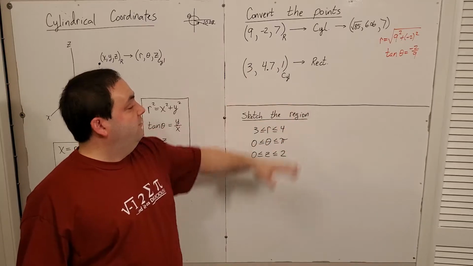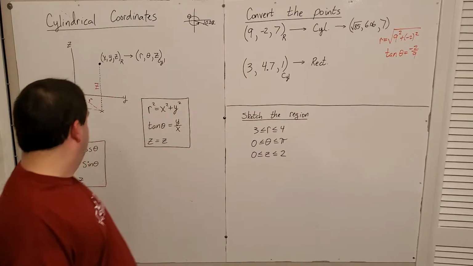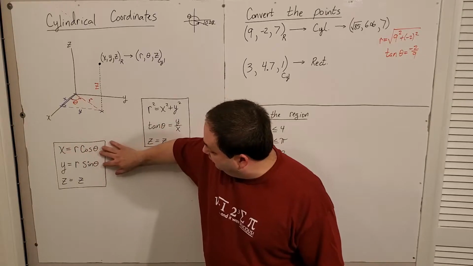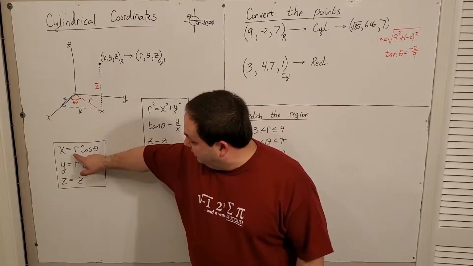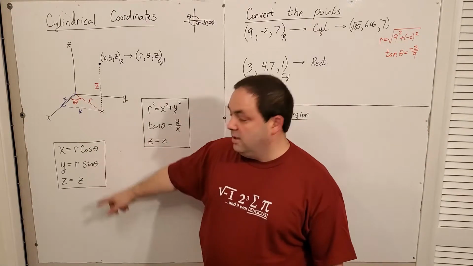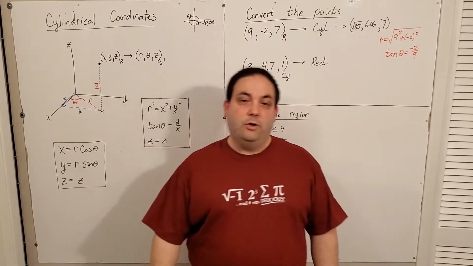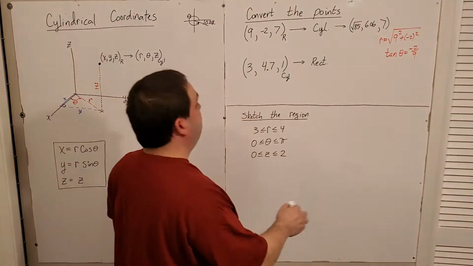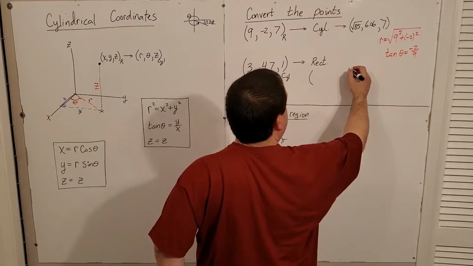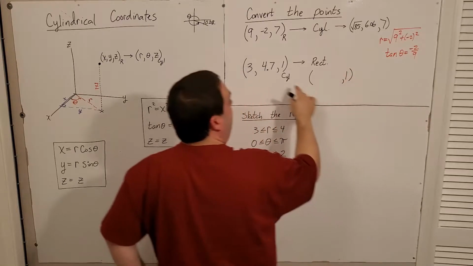Okay, now what about converting this back into rectangular? I'm going to use the x and y formulas here for doing that conversion. I'm simply going to do r times cosine of the angle and r times sine of the angle to quickly convert this back into rectangular coordinates. And then, of course, my z component is still going to be the same, right? 1.